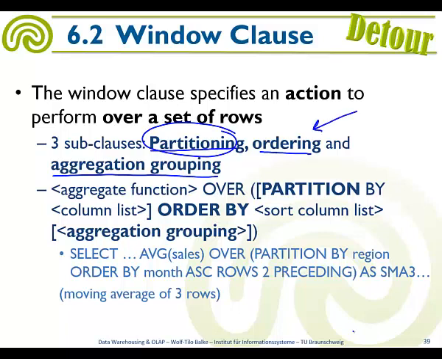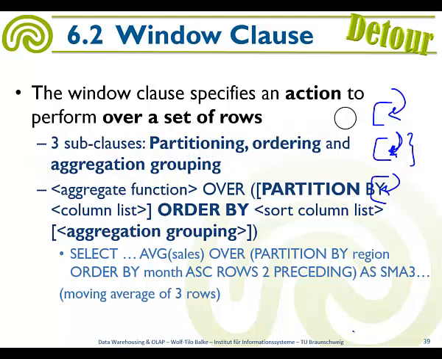And then comes the ordering subclause. And the ordering is you enforce some ordering. But the key thing here is the ordering that you enforce is not on your entire data. However, the ordering is enforced within each partition. So every partition has its own order. Whenever you go to a new partition, the order starts again. And lastly, the aggregation grouping. Here you identify which aggregation you want to do and on which sets of rows.